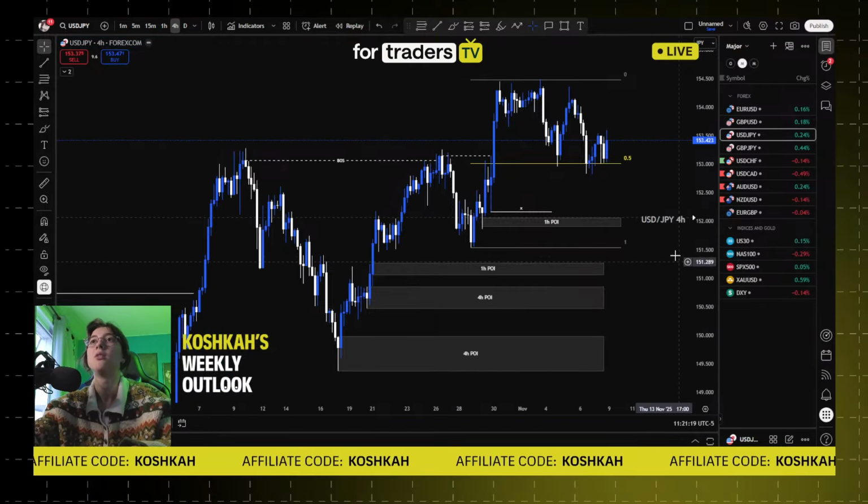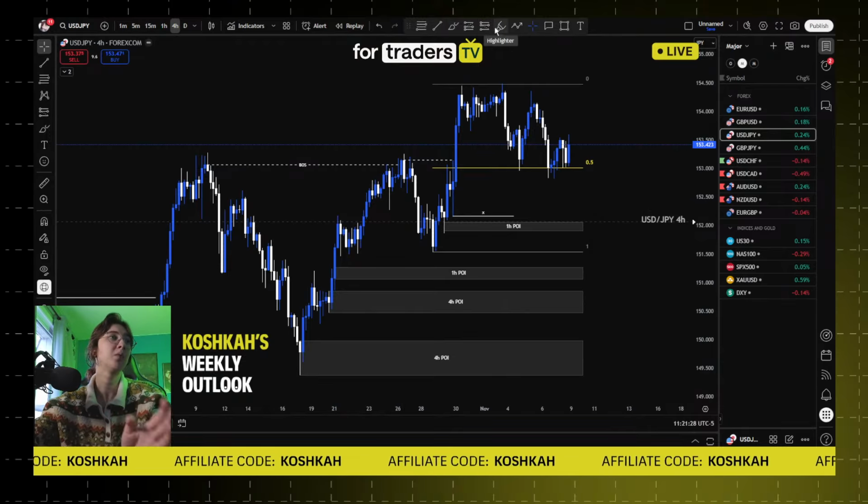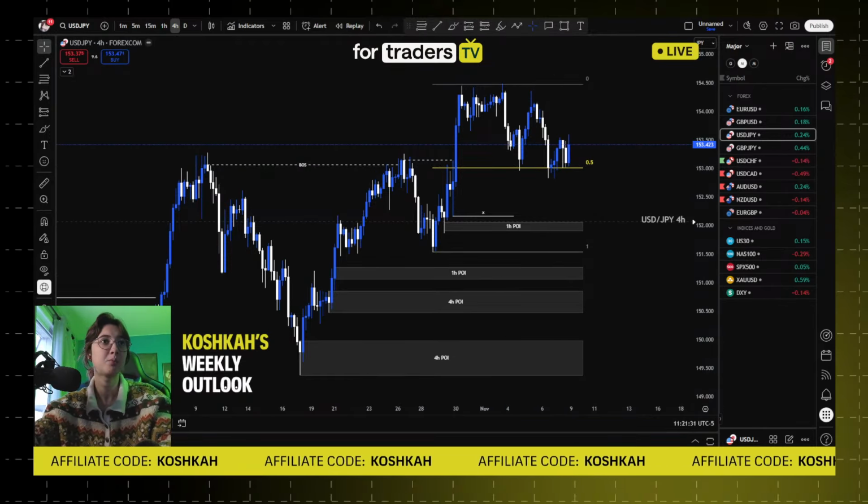So same thing, we're just gonna wait for the POI mitigation, then a 15-minute change of character / break of structure to the upside as we wanna buy. And yeah, then we're gonna enter, and that's pretty much it.